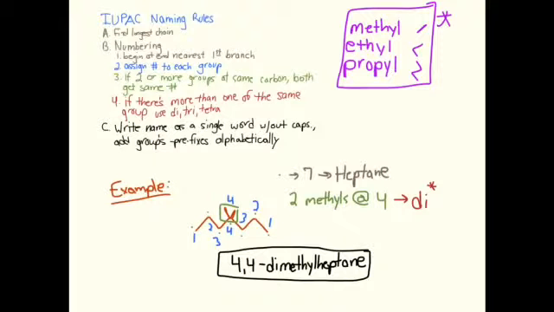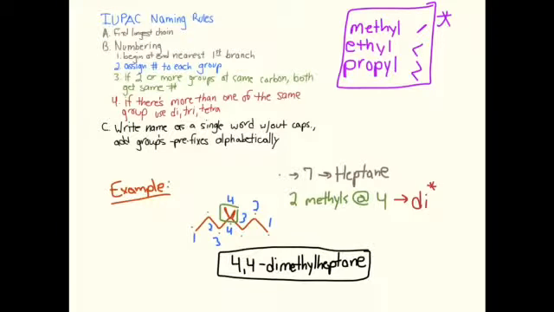Now we have to count from the other side to see if we get a lower number because you want lower numbers for each group. We got 1, 2, 3, and 4, so it's the same. So now we have to figure out, are there 2 or more groups of the same carbon? Well, yes, we've got 2 methyls, 1 methyl and a second methyl. So if that happens, then we have to use di, tri, or tetra in the name to signify that there's 2 of the same one on each carbon. So for this case, since we only have 2, we'll use di.